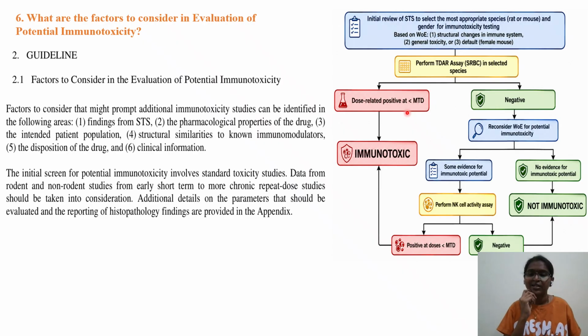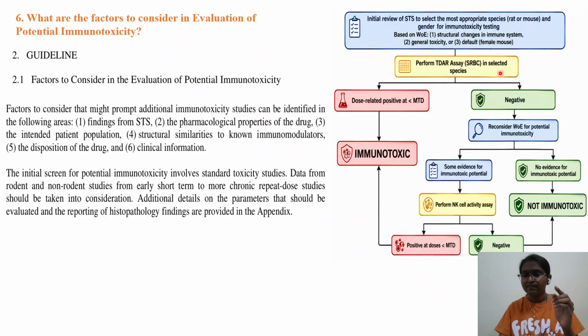I have made one video regarding MTD, where you have MTD as a point of departure at three different types of studies. One is a single dose toxicology study, one is a repeat dose toxicology study, and another is a 2-year carcinogenicity study. Here we are discussing the repeat dose toxicology study, that is MTD, maximum tolerated dose. If you have seen dose-related positive immunotoxicity at less than the maximum tolerated dose, then you have to consider that the investigational molecule has a potential concern for causing immunotoxicity.